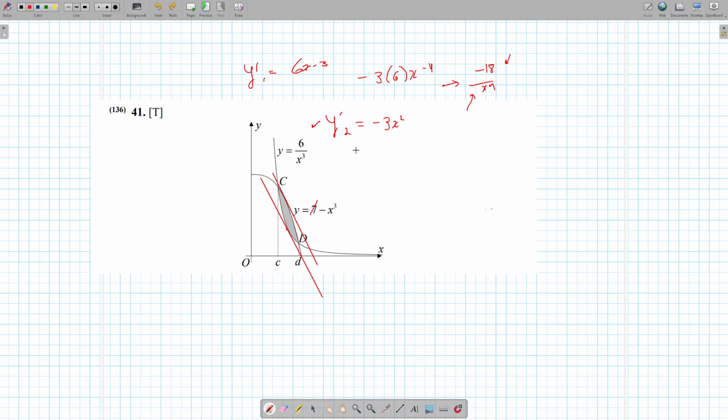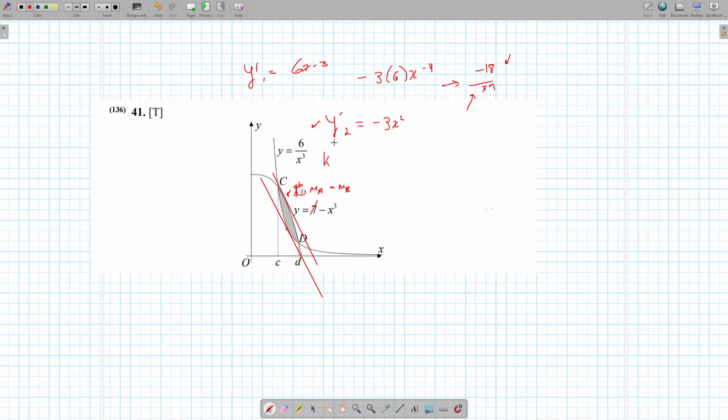So how do you find the slope of a tangent? You substitute the x value into your derivative. So the slope of this one, we're going to call it y prime 1. Let's just call ma equal to mb. It has to be because they're parallel. So y prime 2 and y prime 1, we have them both. We're going to substitute our x value.